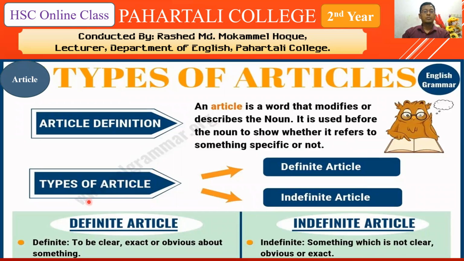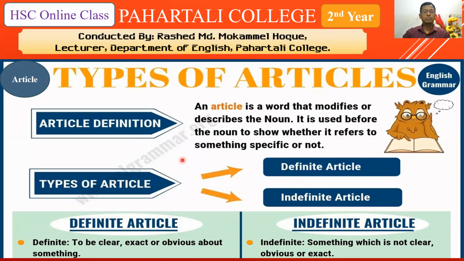Okay. So articles are of 2 types. One is definite article and another is indefinite article. So what is definite article? Definite means to be clear, exact, or obvious about something. That means what I am saying is clear, exact, and anyone can understand which one I am talking about. An indefinite article is something which is not clear, obvious, or exact. There may be several things, so it is not clear. So this is called indefinite article. So articles are basically 2 types. One is definite article and another is indefinite article.